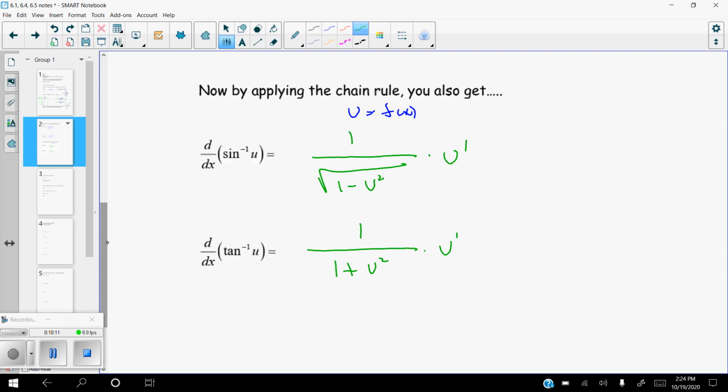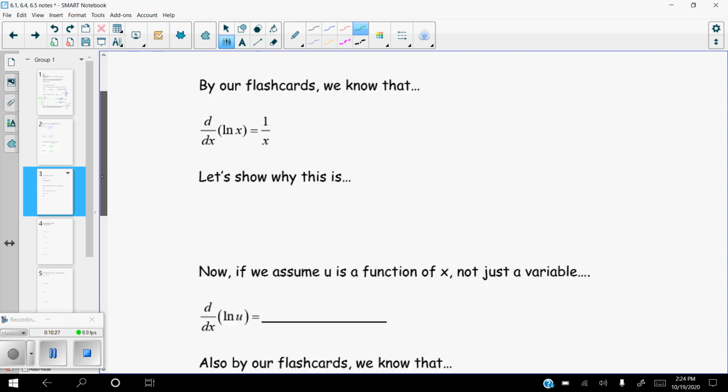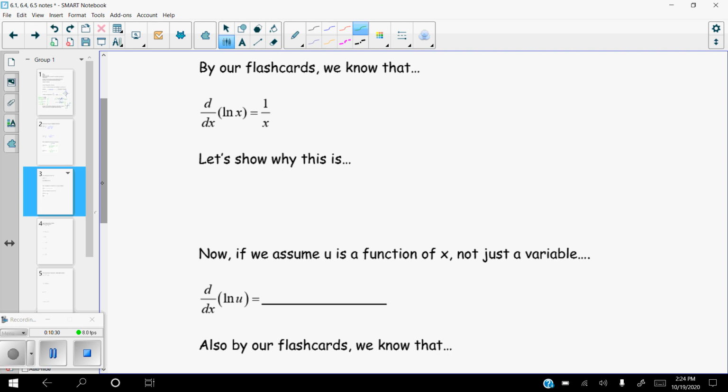Okay, now let's go ahead and look at derivatives of logs. Now, it does say here by the flashcards, those have not been given to you yet. And if they have, then it's a different time. But by the flashcards, which you will eventually get if we don't have them already, the derivative of the natural log of x is 1 over x. That's what it says. But now we're going to actually show why this is.